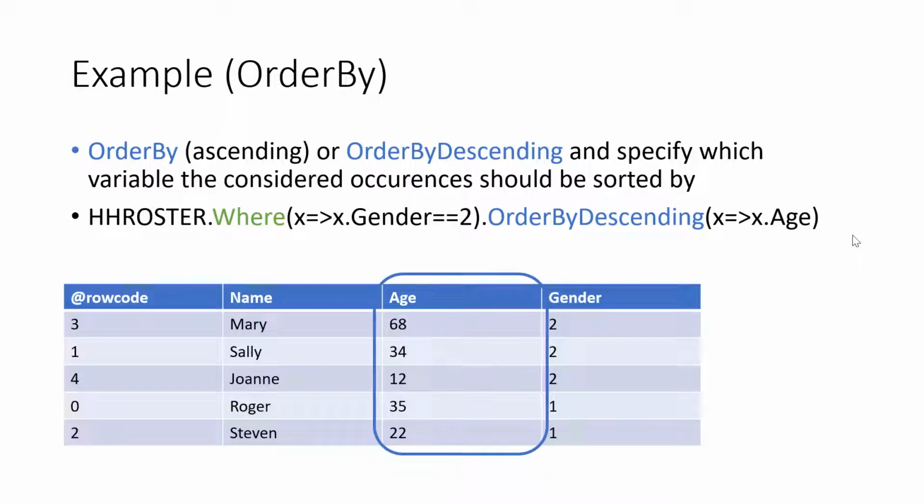So we can see what's happened now. The household roster in our query has been sorted by age, but only our relevant gender, females, have been placed first because of our where condition. Order by descending puts those three cases in order, and it leaves our unselected occurrences, our males, unsorted at the bottom here.